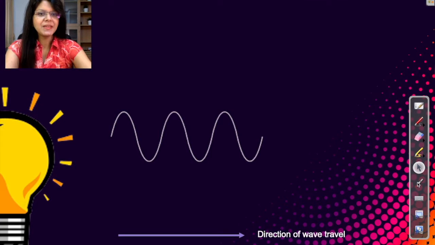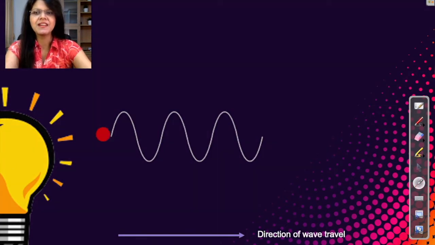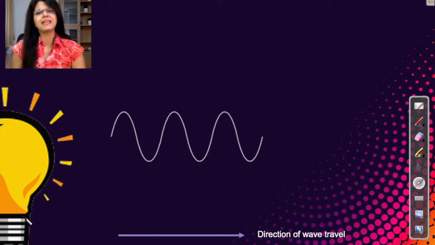So what do you see on the picture here? You see a wave, right? It seems to be coming from a light bulb. So does the light bulb produce only one wave? Think about it. No, it is producing a lot of waves, right? A lot of waves are coming out from the light bulb.